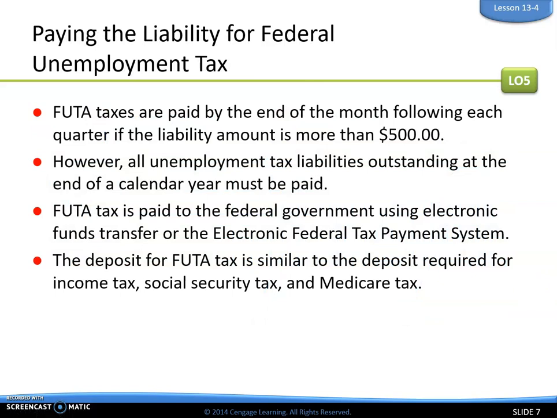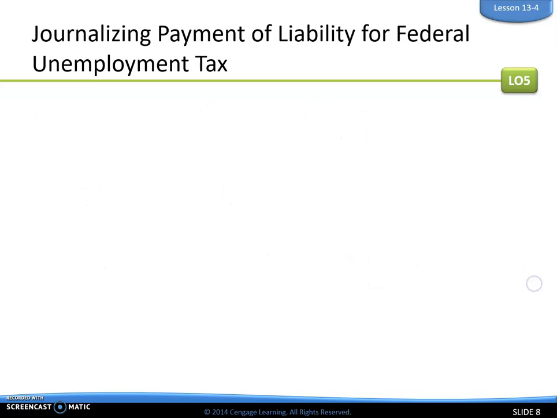Okay, then we also have to pay the liability for a federal unemployment tax. So remember, we call that FUTA. FUTA taxes are paid by the end of the month following each quarter if the liability amount is more than $500. However, all unemployment tax liabilities outstanding at the end of the calendar year must be paid. FUTA tax is paid to the federal government using electronic funds transfer, or EFTPS. The deposit for FUTA tax is similar to the deposit required for income tax, Social Security tax, and Medicare tax. It's just we are going to deposit these separately.